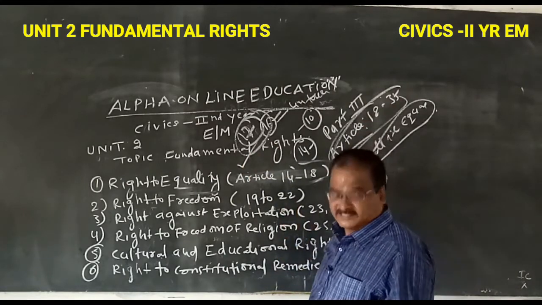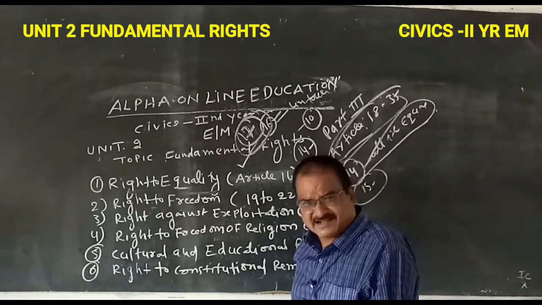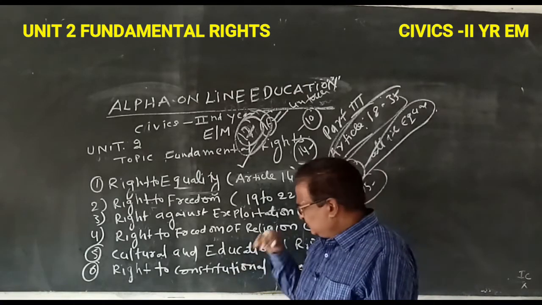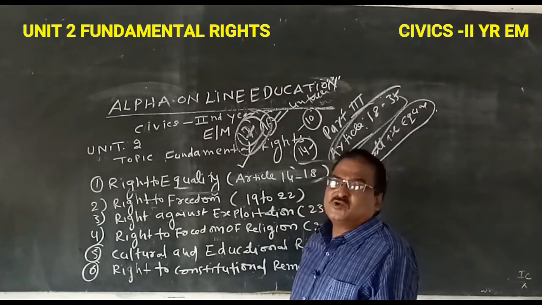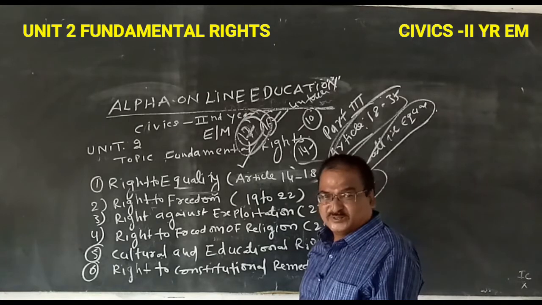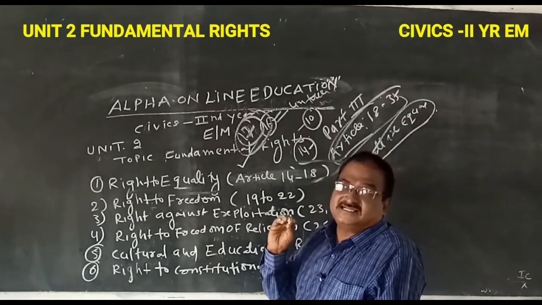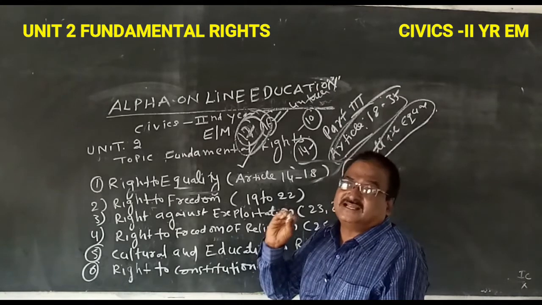So the second is the right to freedom. What is the meaning of freedom? The right to freedom is covered in Articles 19 to 22. According to Article 19, every citizen of India can live in any way.